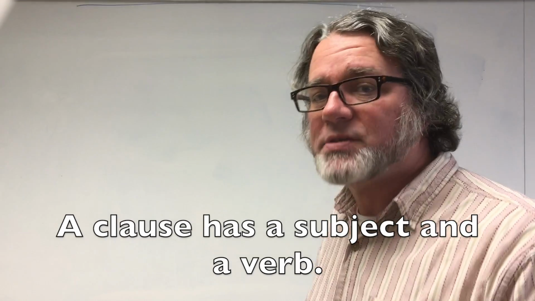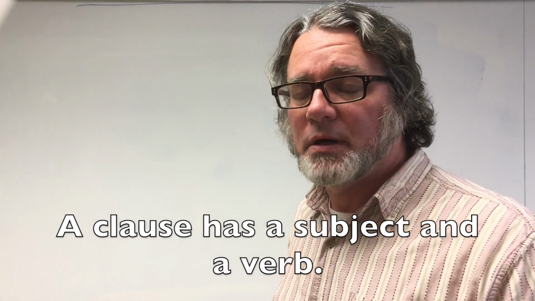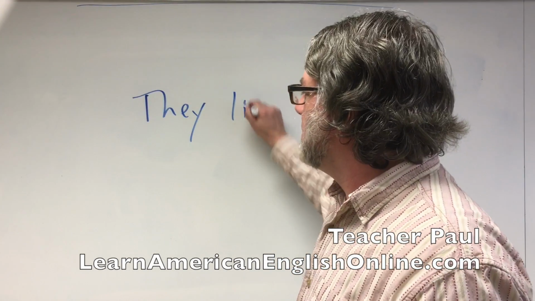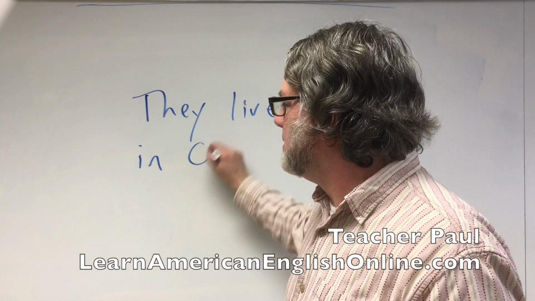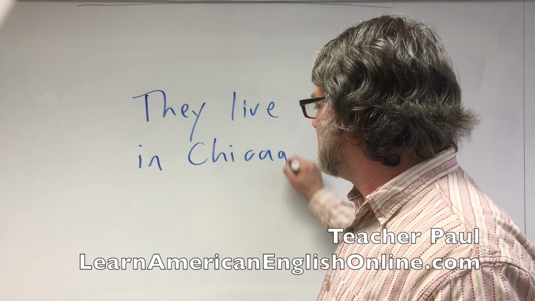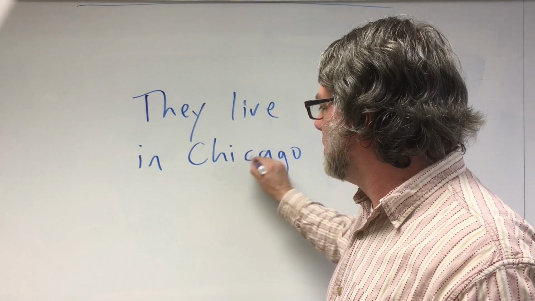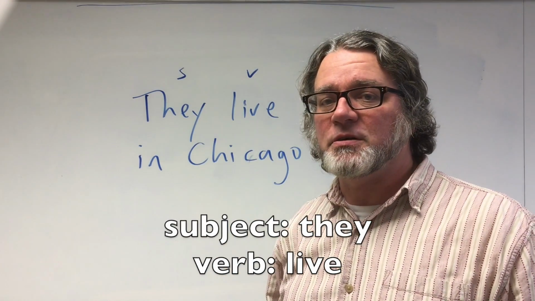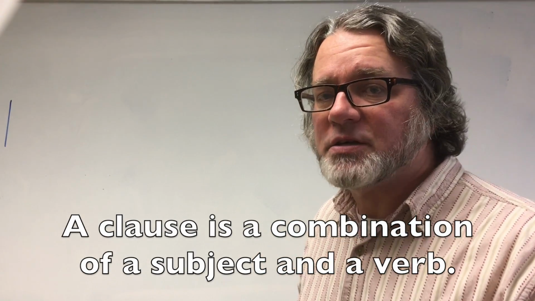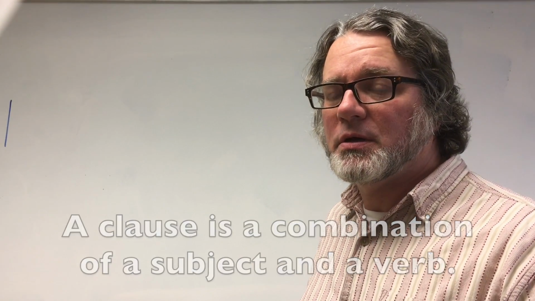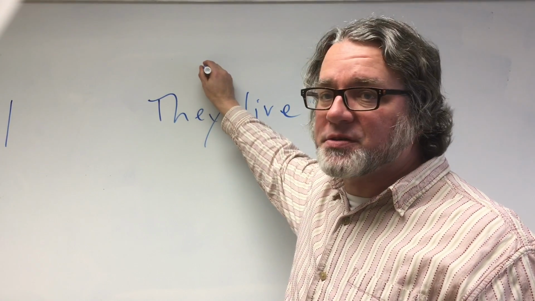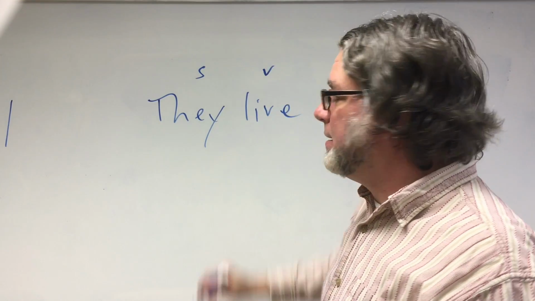A clause has a subject and a verb. For example, they live in Chicago. Here's the subject and here is the verb. A clause is a combination of a subject and a verb. They live. Here's the subject and then here's the verb.